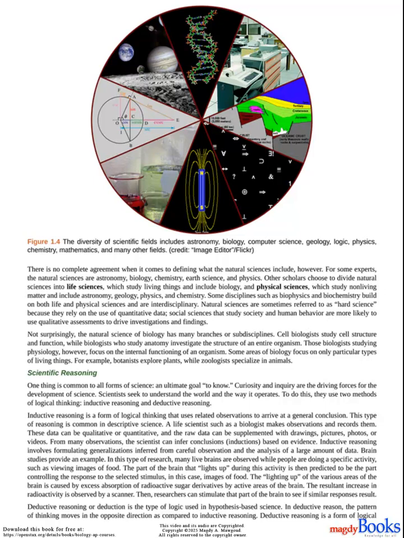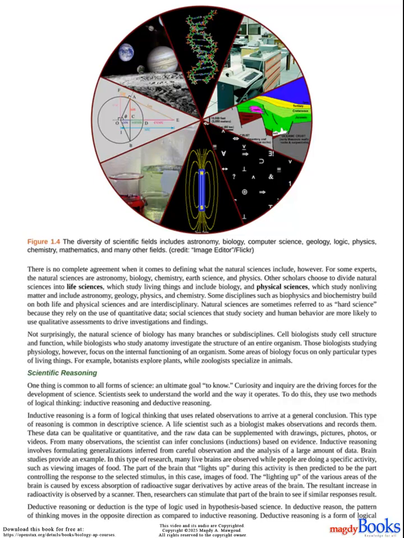The lighting up of the various areas of the brain is caused by excess absorption of radioactive sugar derivatives by active areas of the brain. The resultant increase in radioactivity is observed by a scanner. Then, researchers can stimulate that part of the brain to see if similar responses result.